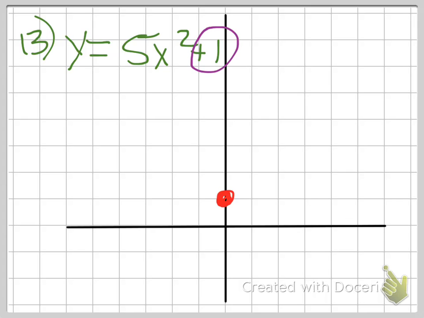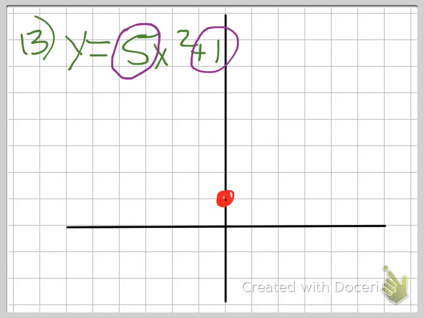All right, the next piece I'm going to look at is that 5 in front of x squared. That's A. A tells us two things. A tells me whether my graph will be wide or narrow, fat or skinny, and it can also tell us if my graph opens up or down.